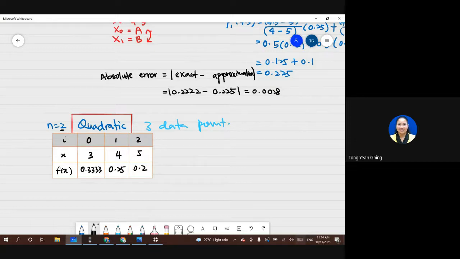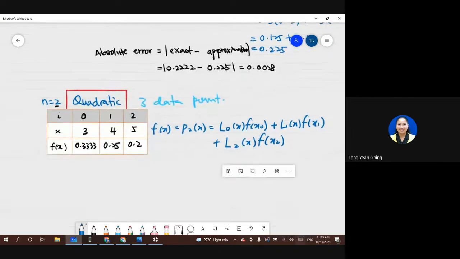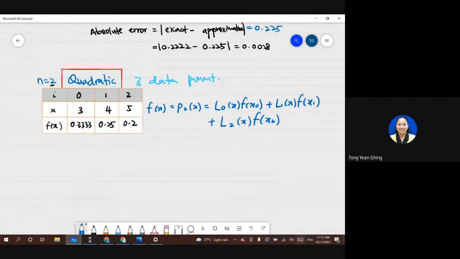Okay, so now we want to get the function f(x), which is P2(x), equal to L0(x) times f(x0) plus L1(x) times f(x1) plus L2(x) times f(x2). Okay, then I write here, continue here, because it's a bit longer.